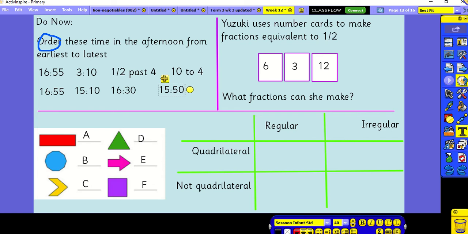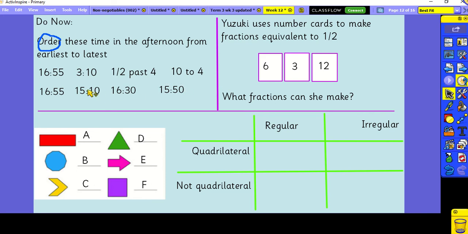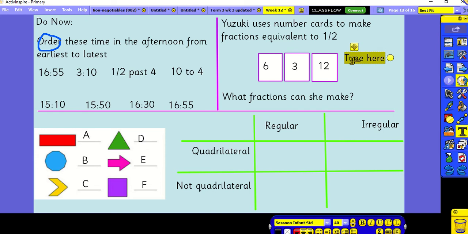Now they are all written the same way. And you could have done that anyway. But now they are all written the same way. I can order them from earliest to latest. So 15:10, 15:50, 16:30, 16:55. What fractions can Yuzuki make? She can make 3/6 is equivalent. I've timesed the 1 by 3 and the 2 by 3. Or she could have 6/12. I've timesed the 1 by 6 and the 2 by 6.